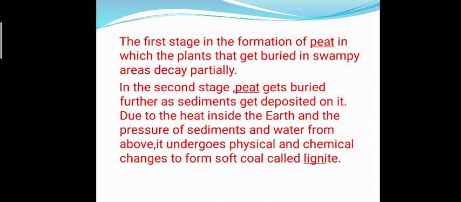The first stage is the formation of peat, in which the plants that get buried in swampy areas decay partially. So students, this is the very early stage, when the buried plants decay partially. While in the second stage, peat gets buried further as sediments get deposited on it. Due to the heat inside the earth and the pressure of the sediments and water from above, it undergoes physical and chemical changes to form soft coal called lignite.